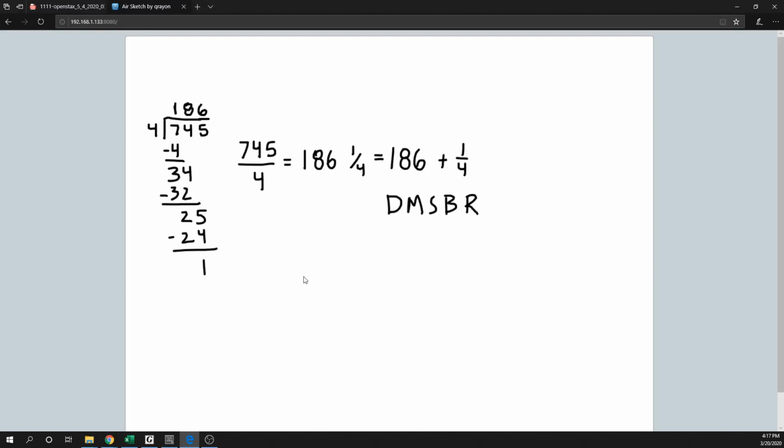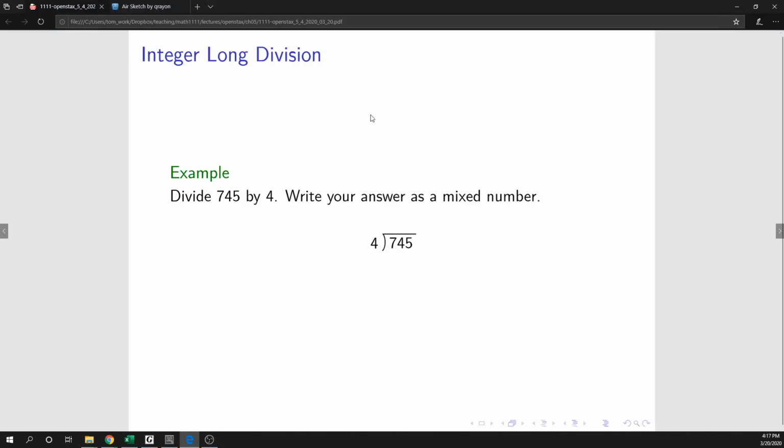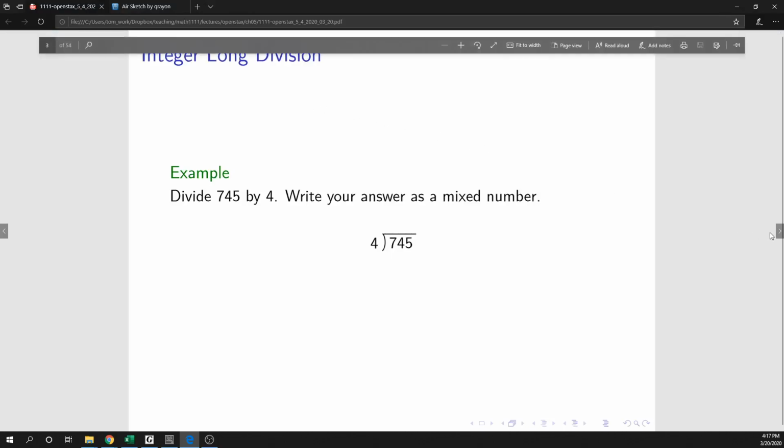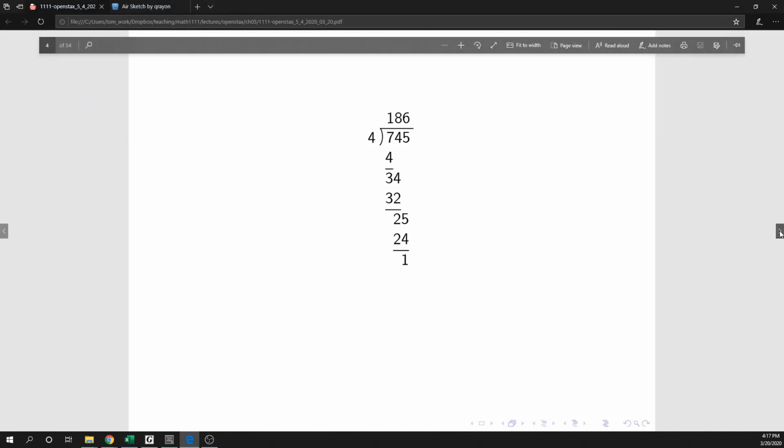We're going to use exactly the same steps. They're just going to look slightly different because we're dealing with polynomials instead of just regular numbers. I have this example worked out here and here.